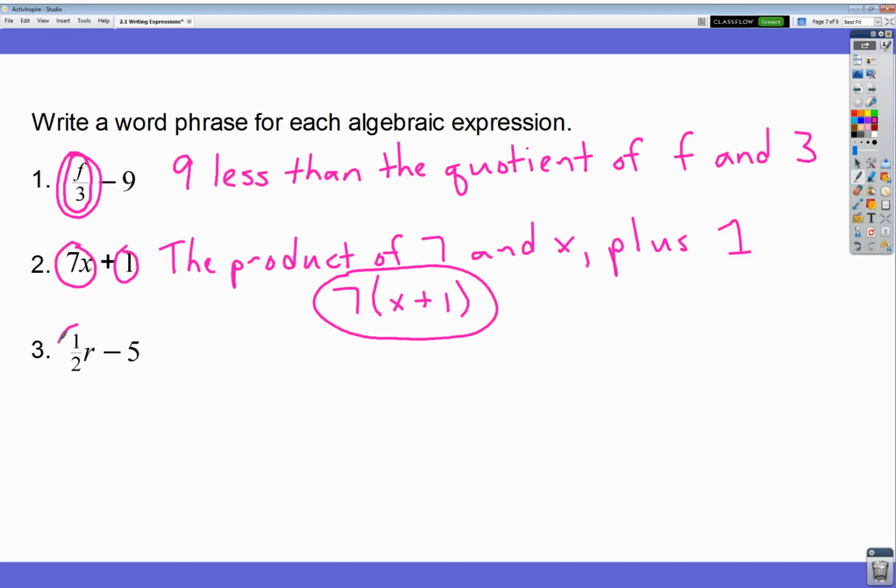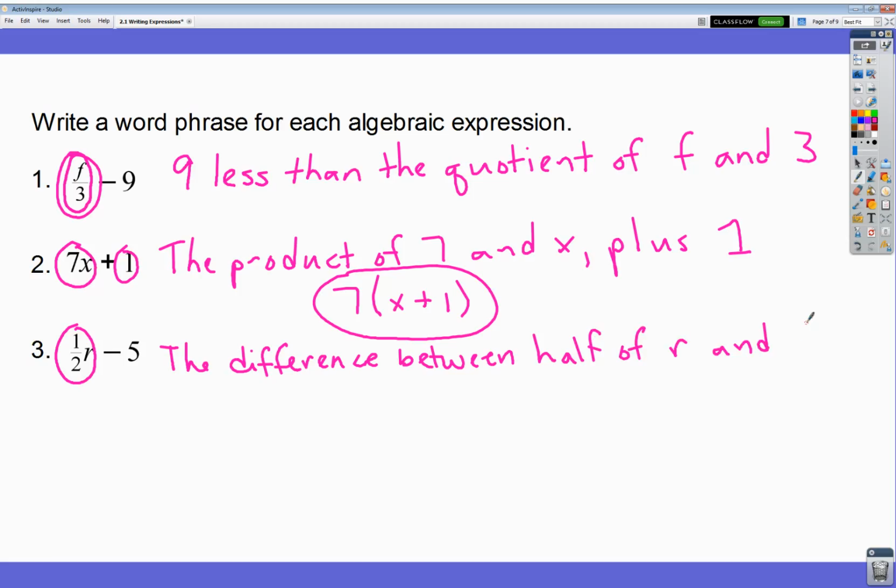Okay, number 3, we have half of r, and then we're going to take away 5. So I'm going to write this one a little differently than I did number 1. I could write 5 less than half of r, but instead this time I'm going to write the difference between half of r and 5. You could also write half of r minus 5. I'd like to see you extend beyond just saying them the way we would normally say a problem when we see it, and use words such as difference, sum, product, and quotient, not just times, minus, plus, divide, etc.